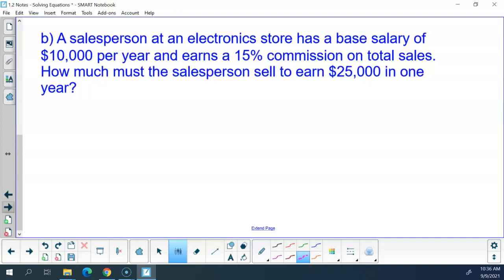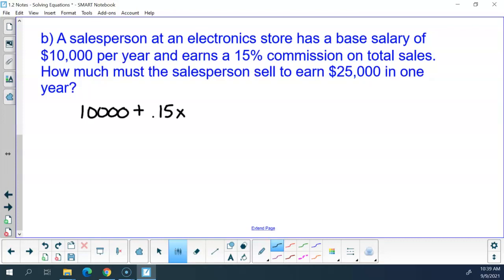You try that. A salesperson at an electronics store has a base salary of $10,000 per year and earns a 15% commission on total sales. How much must the salesperson sell to earn $25,000 a year? So, read the problem. Make an equation. Starts out at $10,000 a year. Then on top of that, he gets added 15% of the total sales. So that's 0.15, 15% as a decimal.